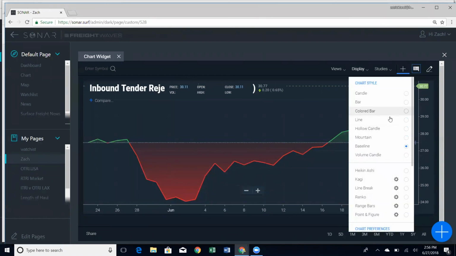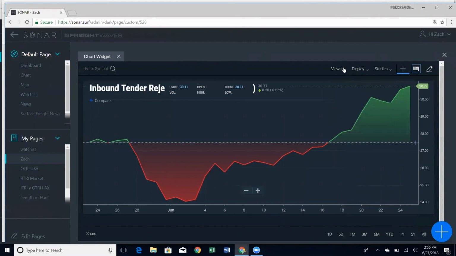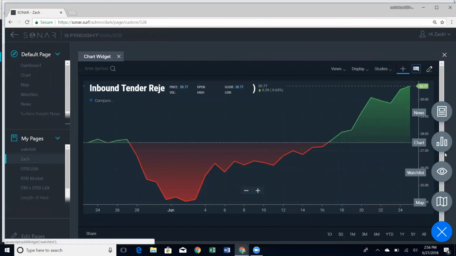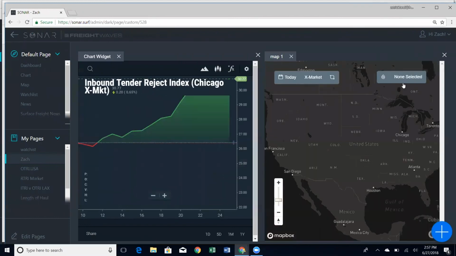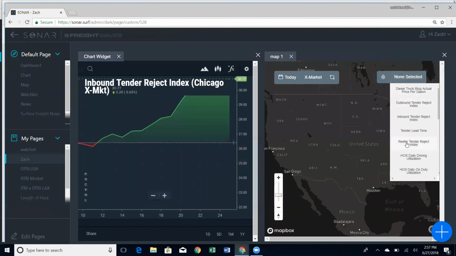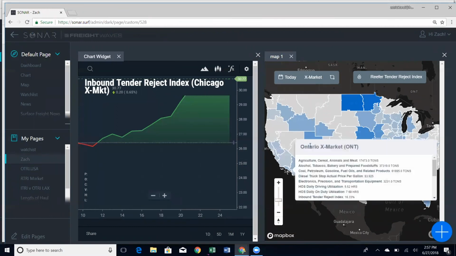And again, you can play with any number of these and change them. If you don't like them, don't save them. If you do, you can save them. So let's say I do like this baseline, and I also would like to add a map. I'm going to go back down to my widget, and add a map there as well of, let's say, my reefer tender reject index. And I really like how I've got this page set up and I want to keep it.